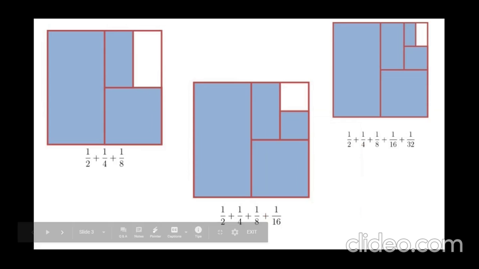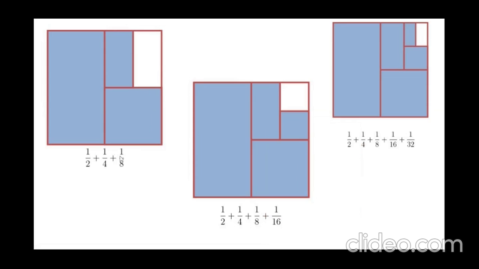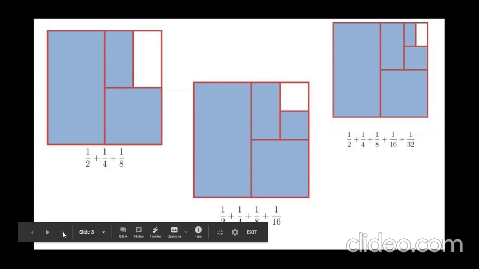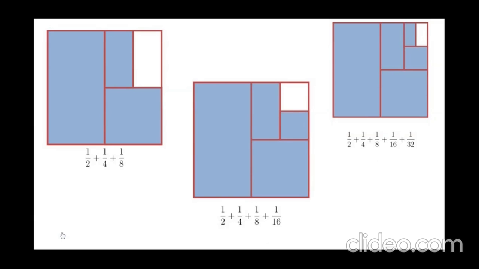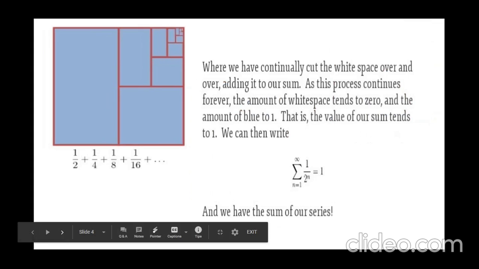The next slide shows 1 by 2 plus 1 by 4 plus 1 by 8, because one more part is shaded blue now. In the next figure, one more part of the white is shaded blue, so that adds up to 1 by 16. And in the next, one more part is added to it. So it is 1 by 2 plus 1 by 4 plus 1 by 8 plus 1 by 16 plus 1 by 32.